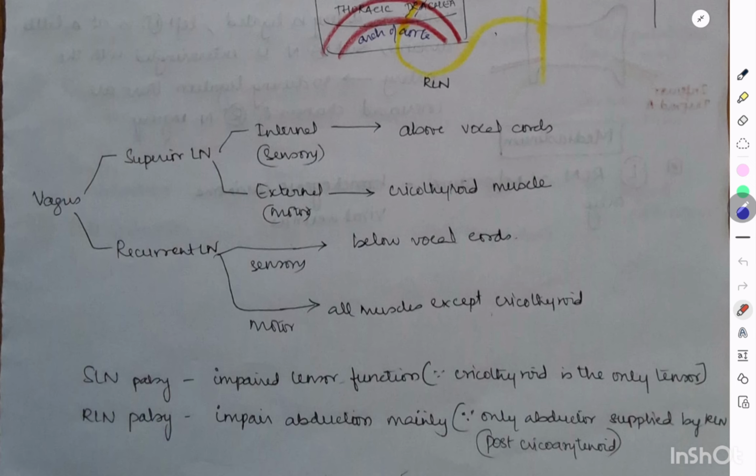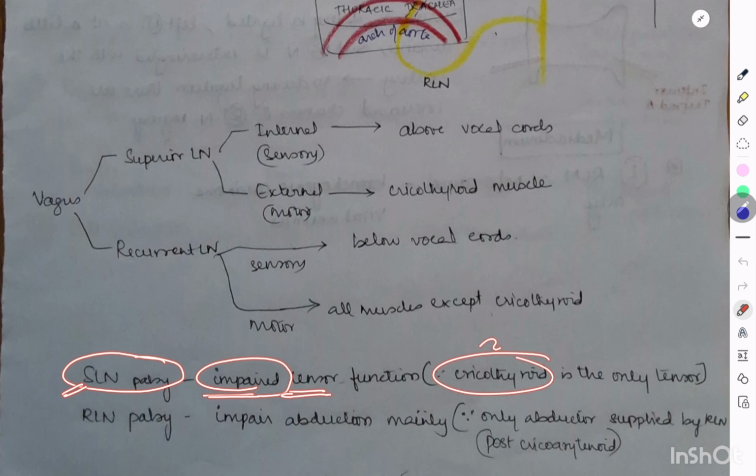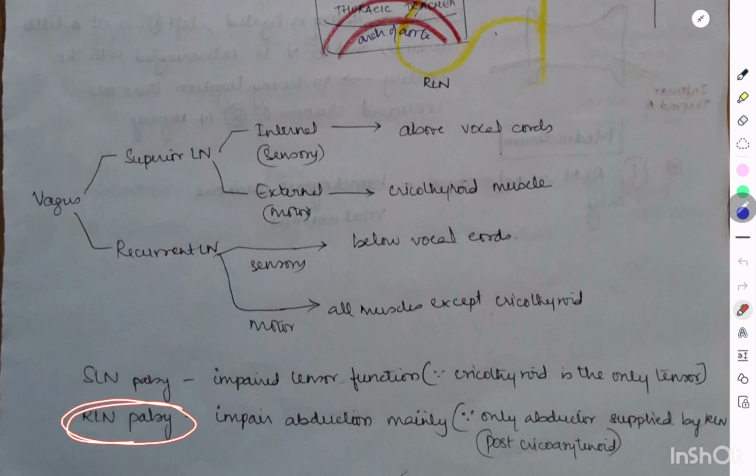Now the superior laryngeal nerve gives the branch external laryngeal nerve, which supplies the cricothyroid. So if there is superior laryngeal nerve palsy, the only function that is impaired is the tensor function, means the only muscle impaired is cricothyroid. Whereas in recurrent laryngeal nerve palsy, the main function that is impaired is abduction. Actually the recurrent laryngeal nerve supplies so many muscles, but the main function hampered is abduction. If you keep this in mind, it will be easy.